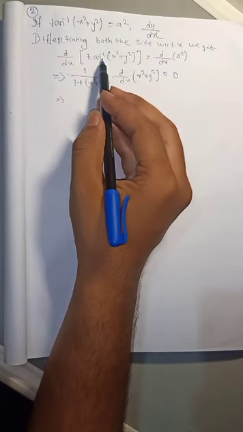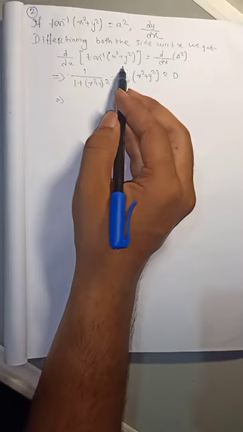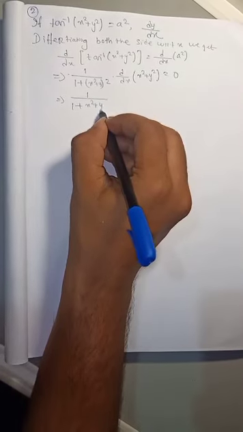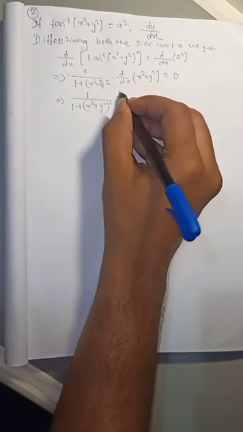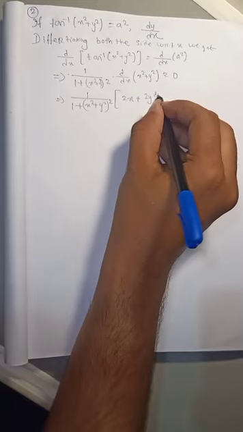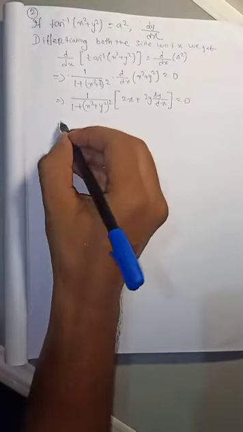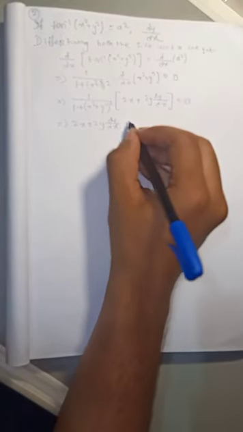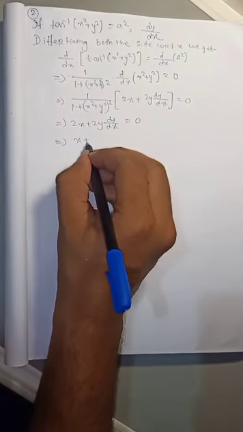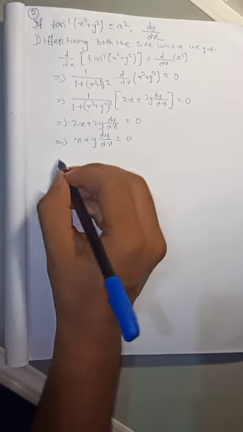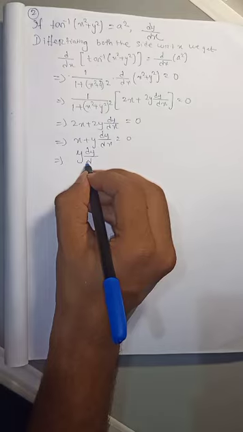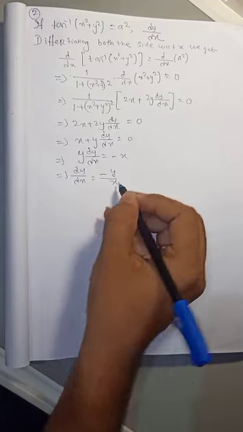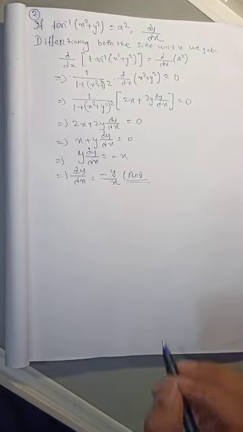The derivative of tan inverse of f(x) is 1 by 1 plus f(x) square into the derivative of f(x). So 1 by 1 plus (x square plus y square) whole square, and the derivative of x square is 2x plus 2y dy by dx is equal to 0. Taking 2 common, x plus y dy by dx is equal to 0, y dy by dx is equal to minus x, so dy by dx is equal to minus x by y. Write it clearly.